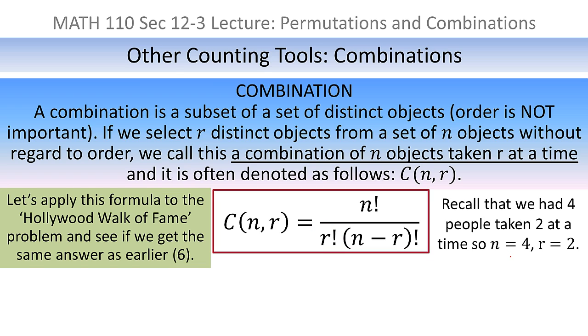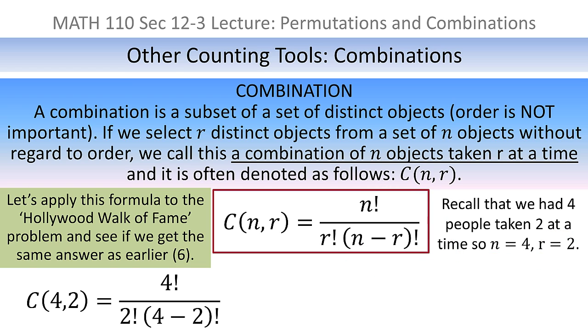And for this problem, there are 4 people. There's still Leia, Luke, Han, and Yoda, and we're choosing them 2 at a time to get stars on the Hollywood Walk of Fame. So order doesn't matter. That means it's a combination. So I simply put 4 in for N here and here, and R equal 2 here and here.